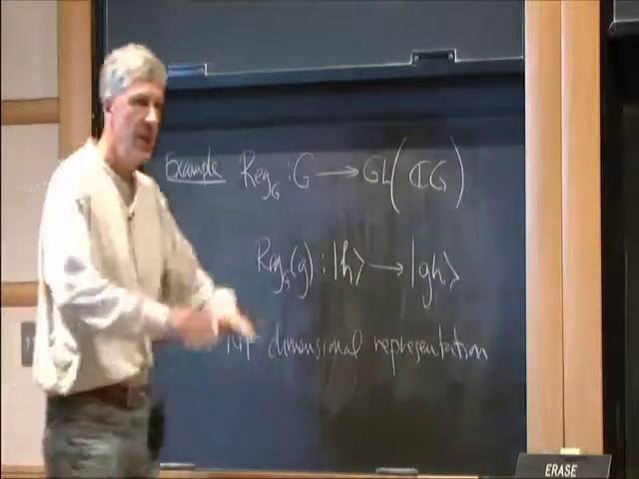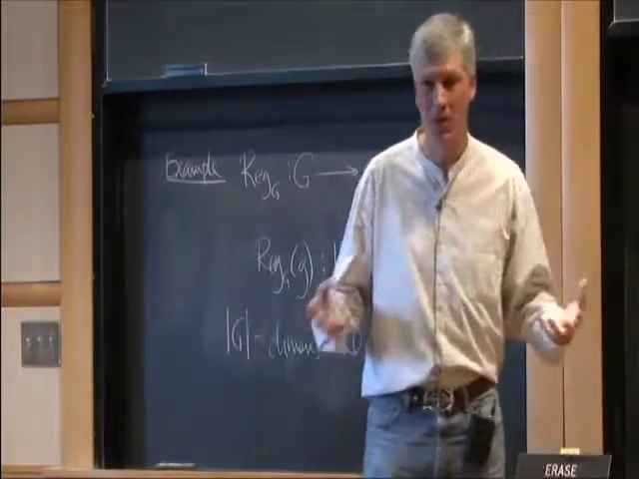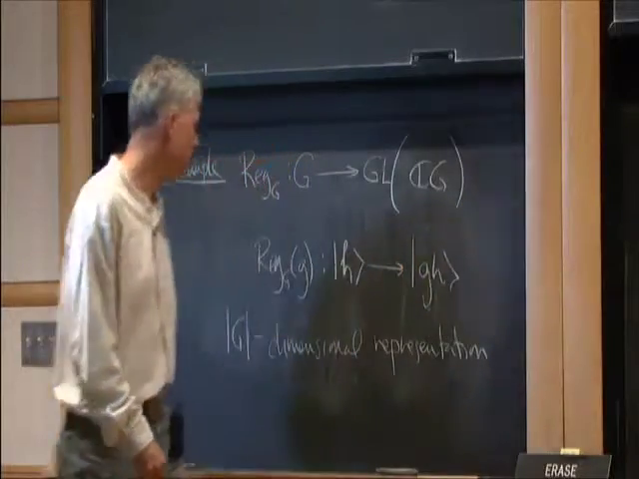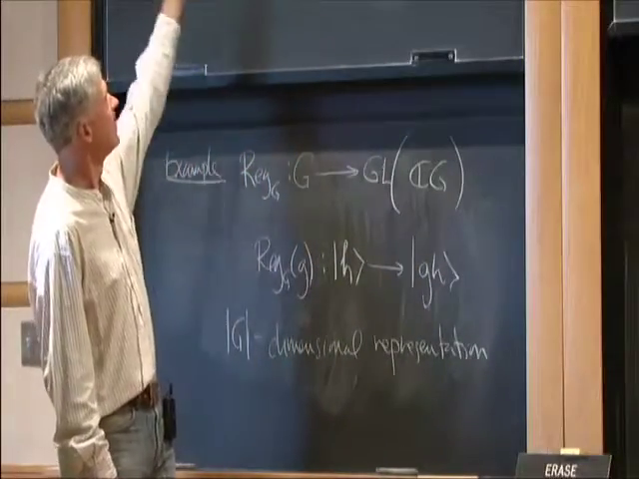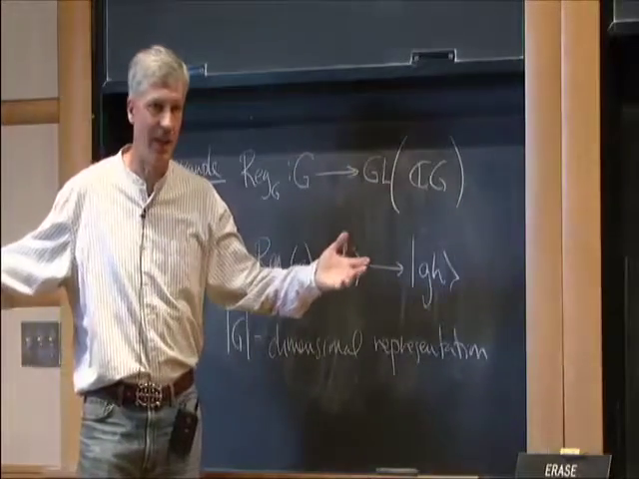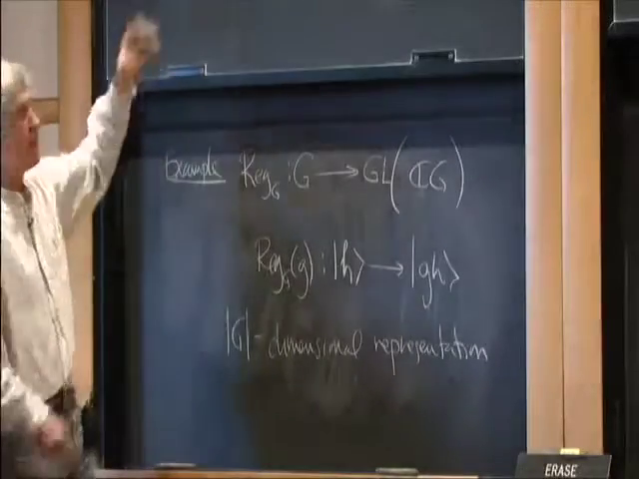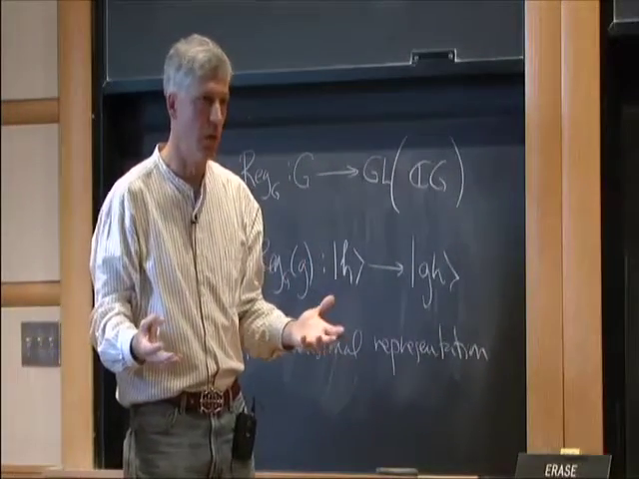However, let me point out that at this point, it's clear that this theory has to be somewhat more complicated than the theory that we developed 10 minutes ago for abelian groups. Why? Well, first of all, the class of objects that I have written down here is clearly an infinite class of objects. And so we need some way to pluck out of that infinite class of objects the ones that are going to play the critical role in our theory.